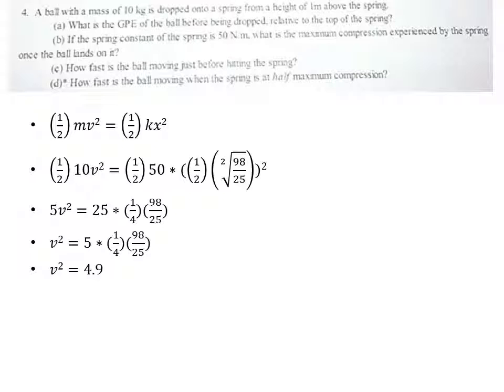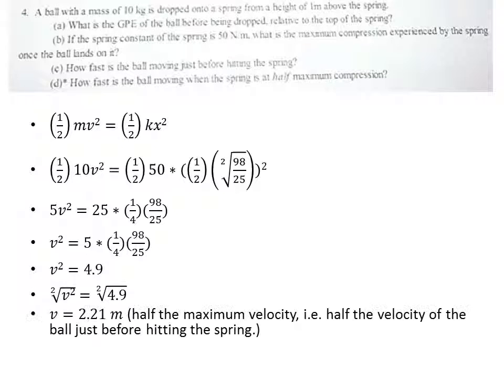So now v squared is equal to 4.9. So we take the square root of both sides. V is approximately 2.21 meters per second. So it's half the velocity of the ball just before hitting the spring. That's a speed. And that's our final answer, 2.21.